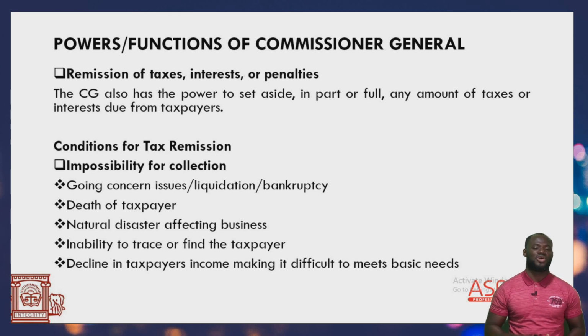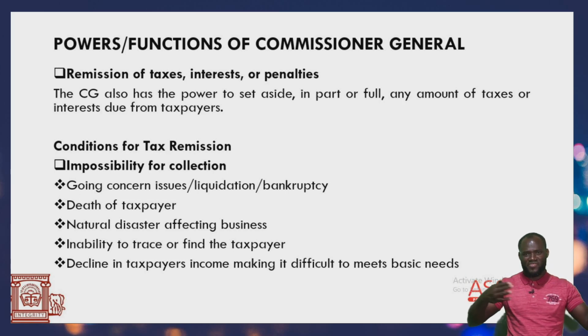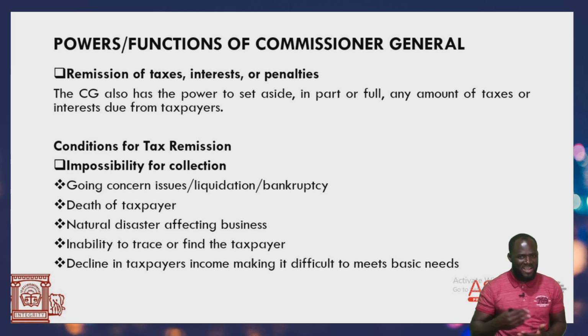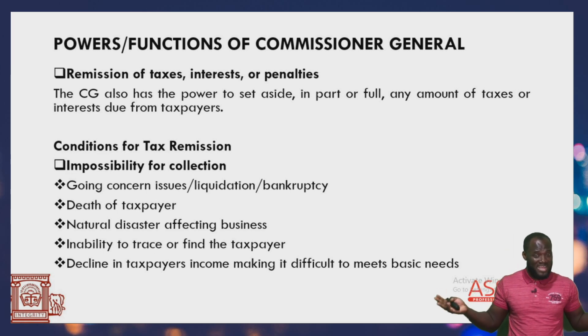So when the Commissioner believes or has reason to believe that it's impossible to collect any amount of taxes due, or any amount of interest or penalty due, then of course remission will apply. This condition can be, for instance, going concern issues. Maybe the company is undergoing liquidation or bankruptcy, or the taxpayer's death, or there's a natural disaster affecting your business, such as flood or fire that has gutted your premises, making it difficult to raise money to pay the taxes. Or we are finding it difficult to trace the taxpayer. We can't find the taxpayer. The taxpayer has gone missing.